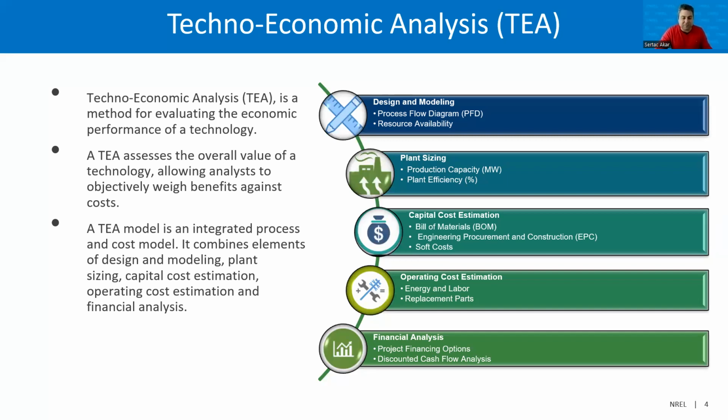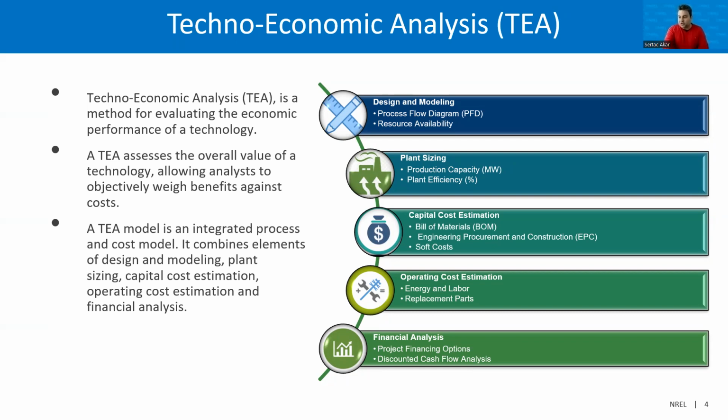Then comes the money part of it. What's the cost of these things? You should have a good understanding of your bill of materials, component by component, and also some cost estimates for the engineering, procurement, and construction. And of course, the soft costs such as permitting, licensing, or leasing, those kinds of soft costs are also important.